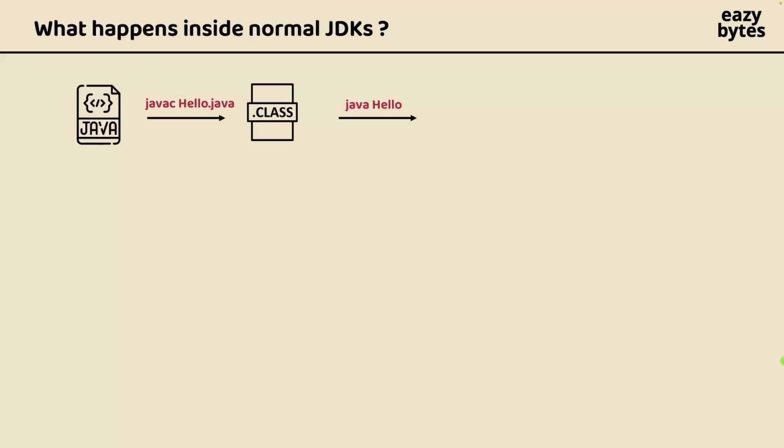As soon as my JVM receives this input, behind the scenes, it is going to follow a lot of activities. And towards the end, it is going to execute my program and display the output. This is what happens in normal JDKs. And here, my JVM is platform dependent.